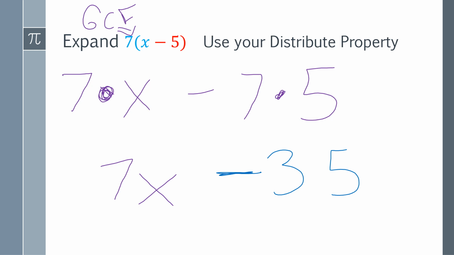Just like that. And you realize that expanding and factoring, they go hand in hand. They're inverses of each other. Because look what you did here. You went from here to right here.